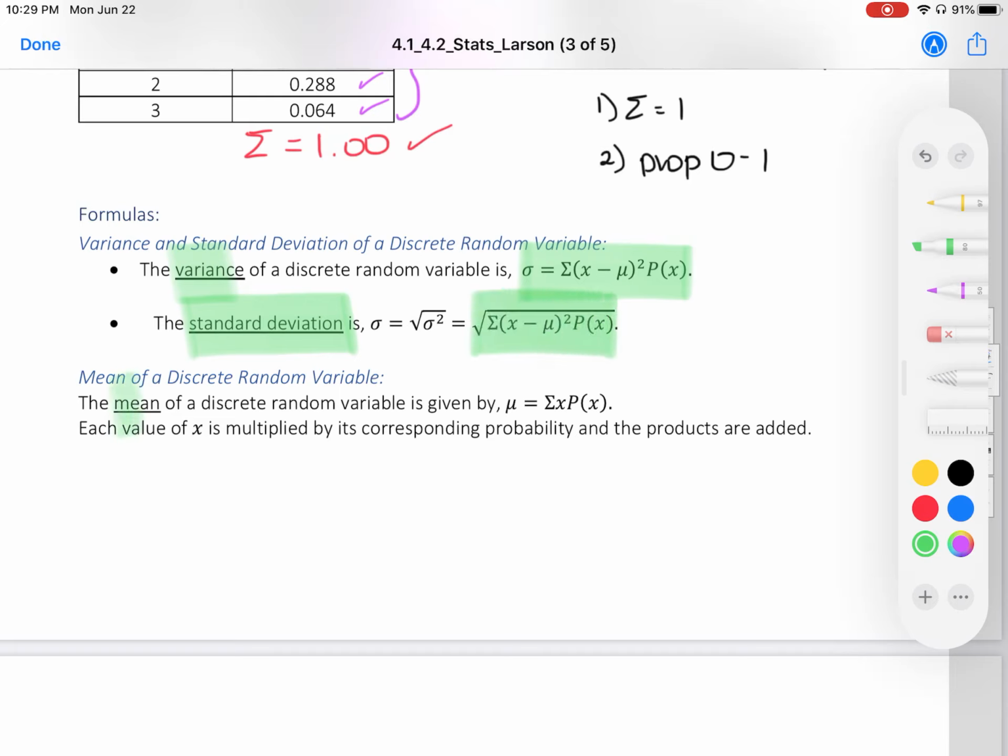We also have a mean, and it's each value multiplied by the probability. Now, if I may add, I think this could use some parentheses. So make sure you multiply them first, your x and your p, then you add.